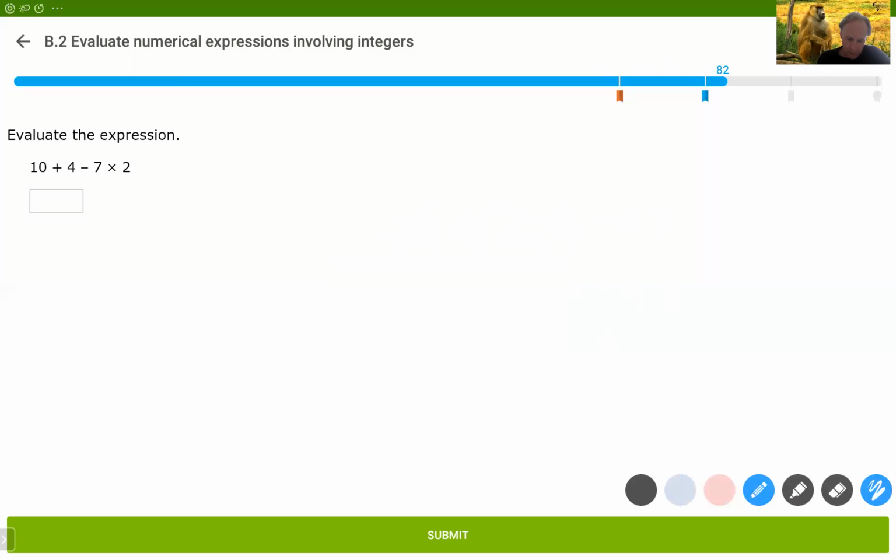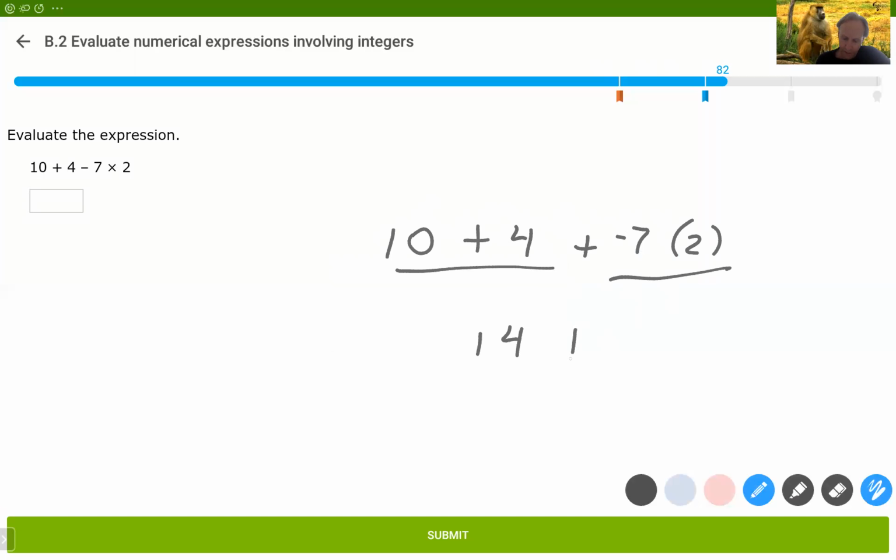And 10 plus 4, I'm going to change it to plus negative 7 times 2. We have to do the multiplication first. That is 14. Although, because it's separated by addition, that's the reason I'm allowed to do this if I want to first. Plus negative 14, which is 0. I could have waited and put this 10 plus 4 right there instead, but hopefully you can see that that works.